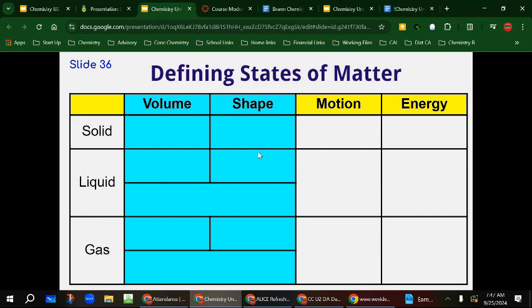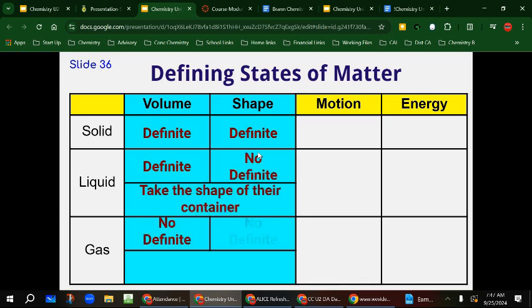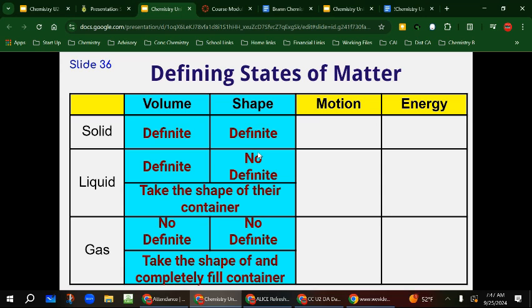Anyway, they probably gave you something like this. The way we define solids, liquids, and gases is what we call a Newtonian definition. It's based on whether things have a definite or no definite volume and shape, and it allows us to separate the 3 states of matter. If an object has a definite shape, it can be a solid. Definite shape means it's going to hold its own shape no matter what kind of container you put it in.